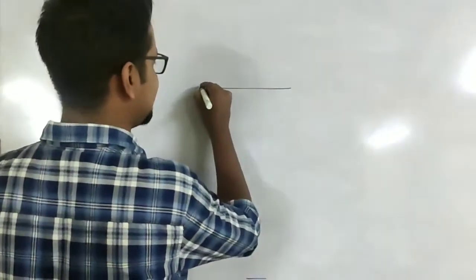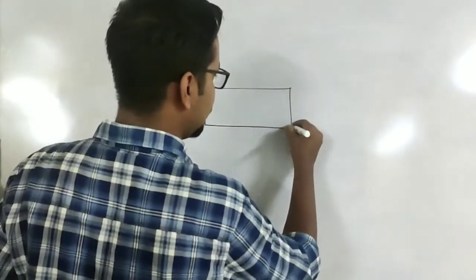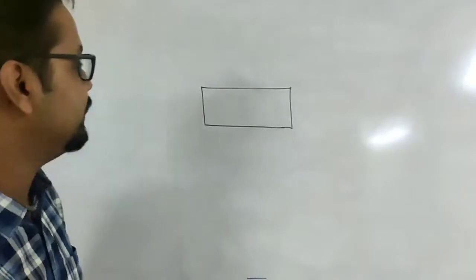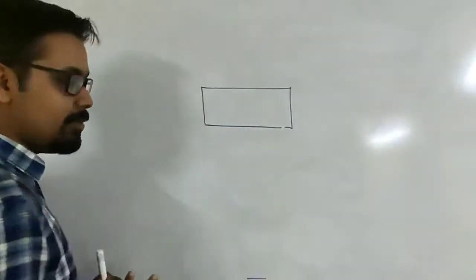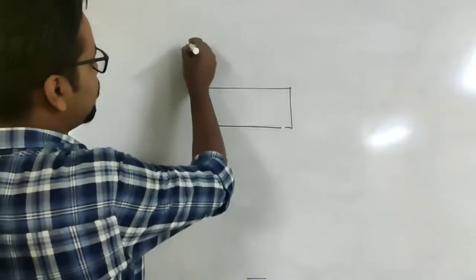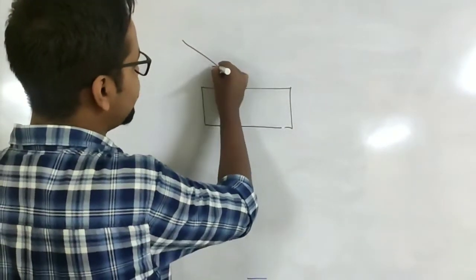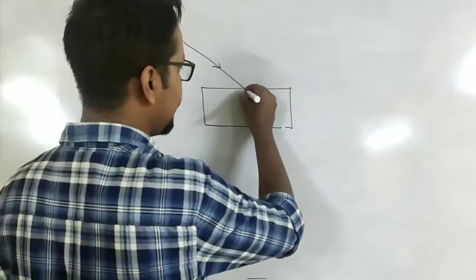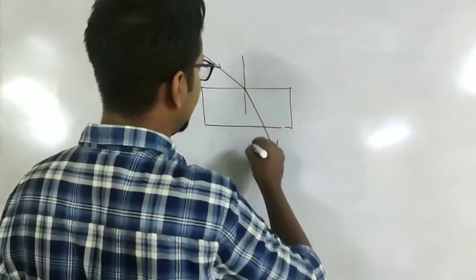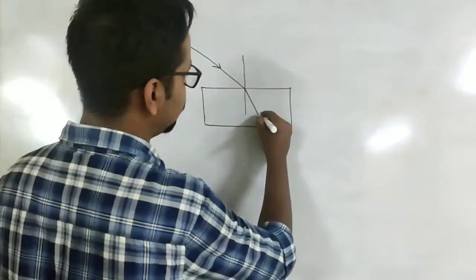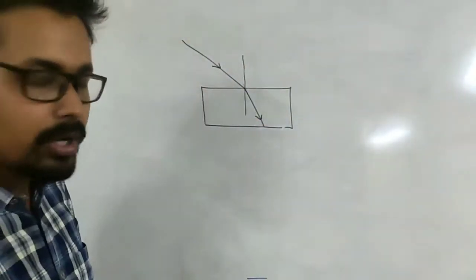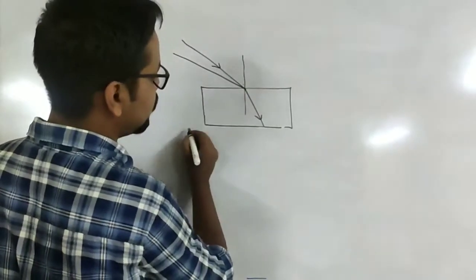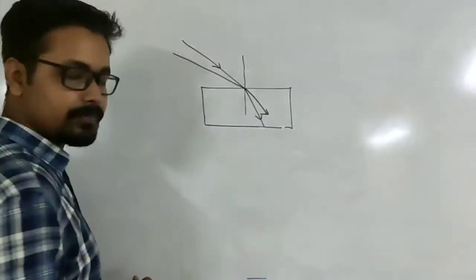Suppose you take a glass slab, just like the glass slab we used in our previous chapter, in our practicals. Now, if light comes and falls on this surface, what is the fate of this light? What will happen to this light? It will refract, right? It will move towards the normal.